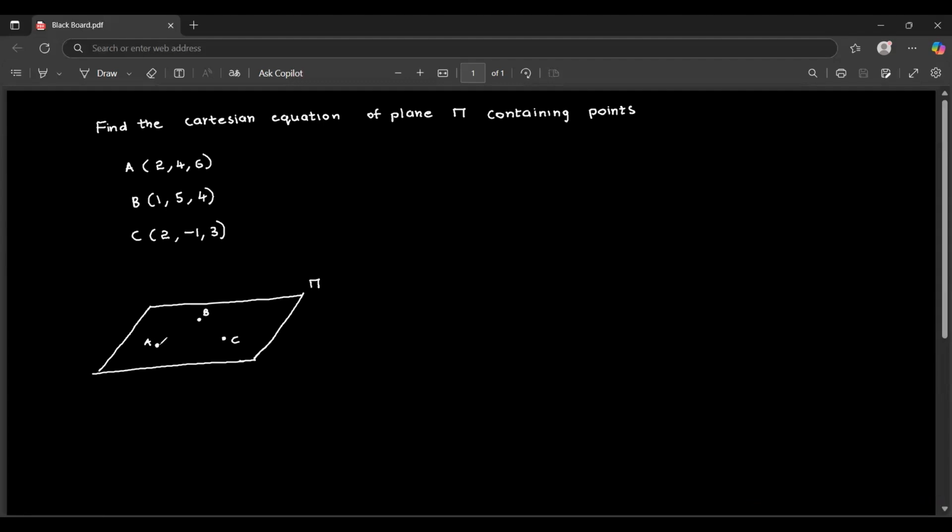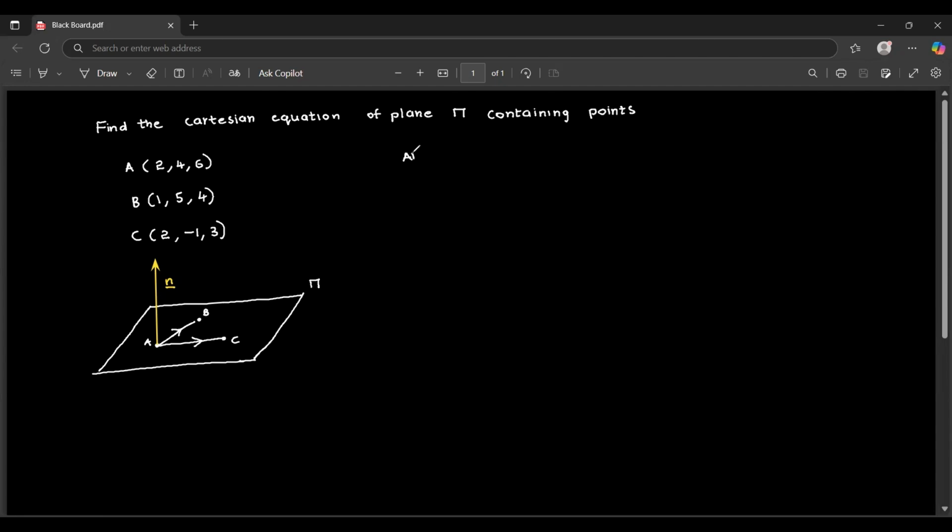Well, what we do here is, first of all, we will find the vector AB or AC or BC, any two vectors from these 3 points. Once we have found that, we can use the vector product of AB and AC to find the normal vector. Once we have found the normal vector, we can come up with the Cartesian equation. So first of all, let's find out AB.